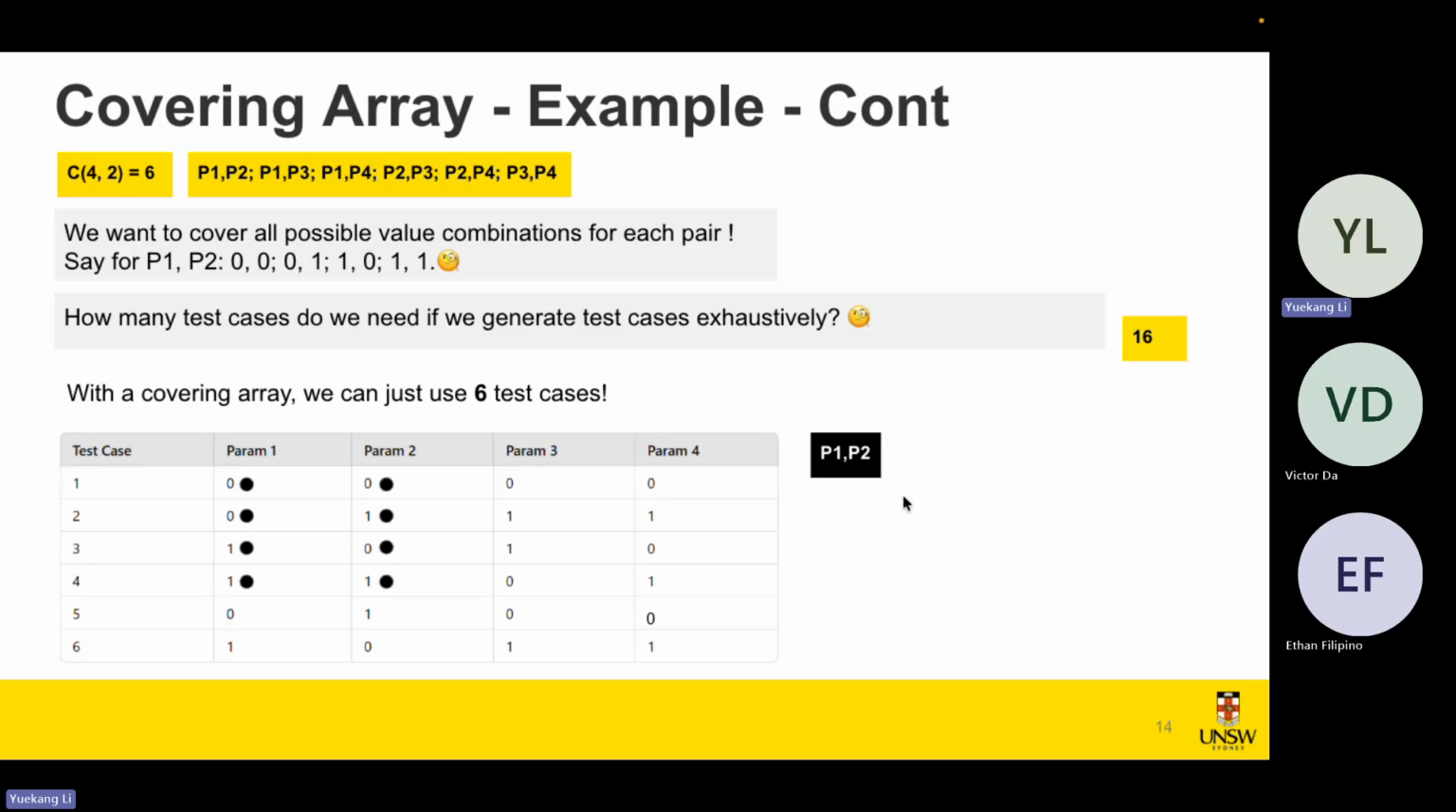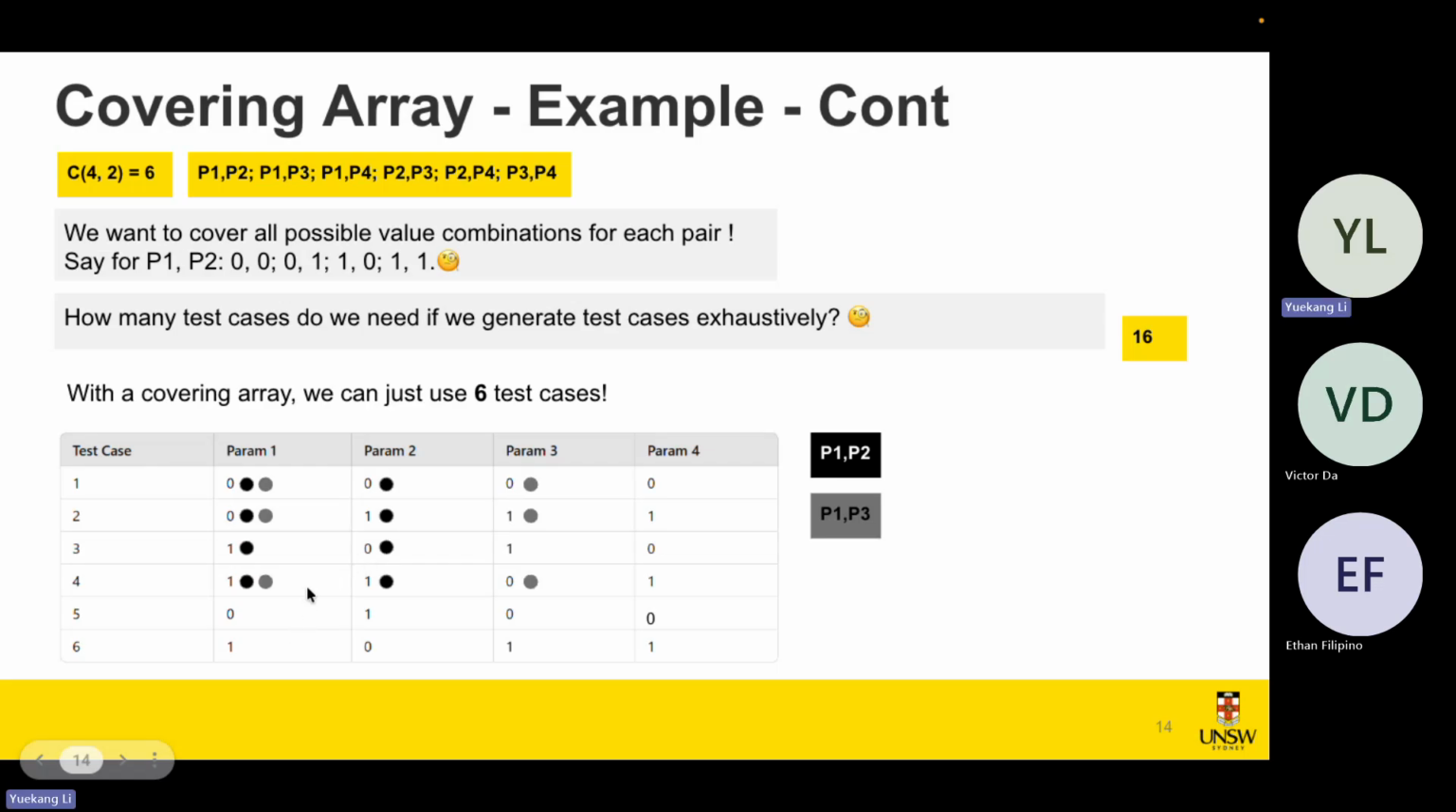What is the next pair? P1,P3. Can we find test cases that cover all the possible patterns for this pair from the covering array? Let's try to find 0,0. The first test case can cover 0,0. What about 0,1? The second one. What about 1,0?